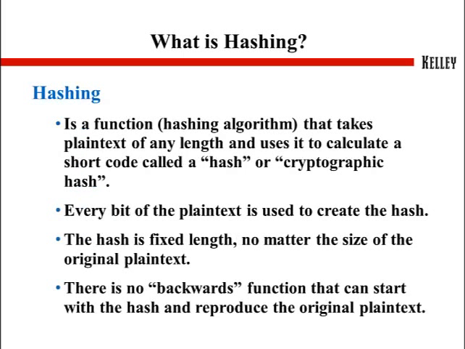So what is hashing? Hashing is a function or hashing algorithm that takes plain text or a file of any length and uses it to calculate a short code called a hash or cryptographic hash. Every bit of the plain text is used to create the hash. The hash is fixed length, no matter the size of the original plain text. And interestingly, there is no backwards function that can start with a hash and reproduce the original plain text. So the function is truly a one-way function.